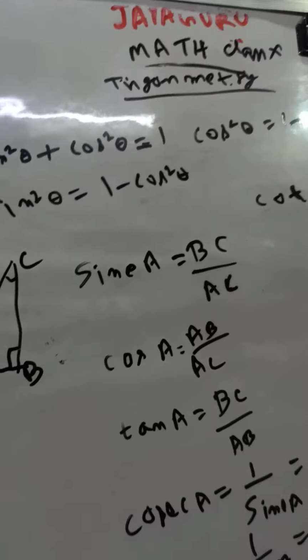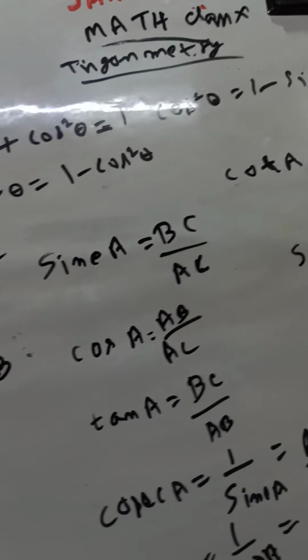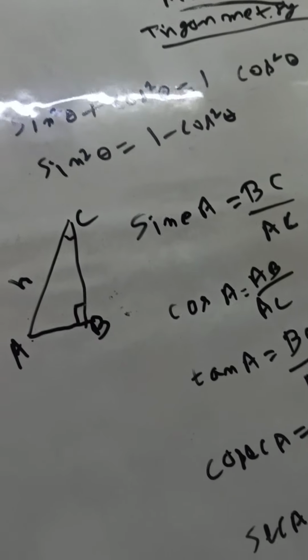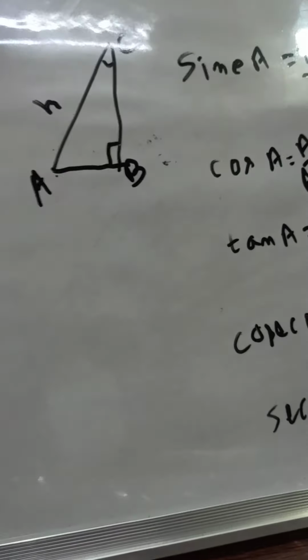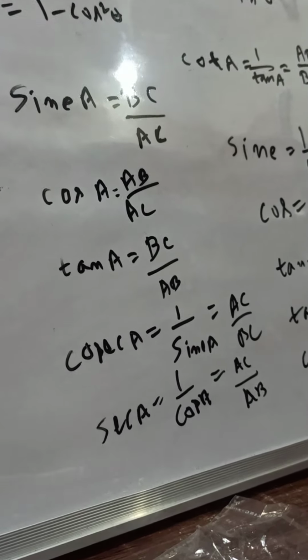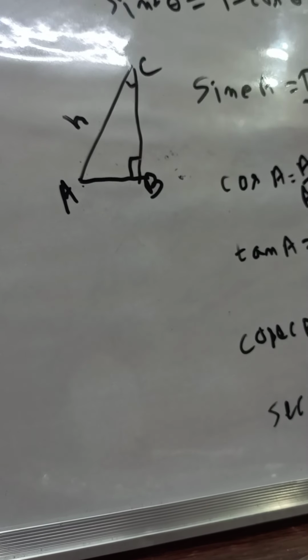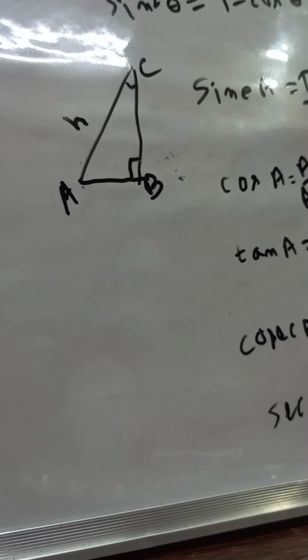Just see, look. Sin square theta plus cos square theta will be 1. Cos square theta will be 1 minus sin square theta. And sin square theta is equal to 1 minus cos square theta. This is the formula. From algebra, you will remember this, and it will help you solving the problems. Now we will discuss the next things. All the things are in your book. I am just telling you.